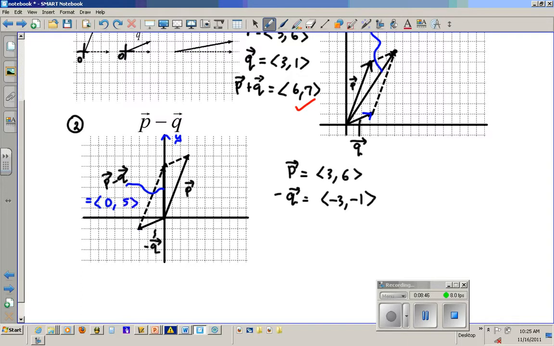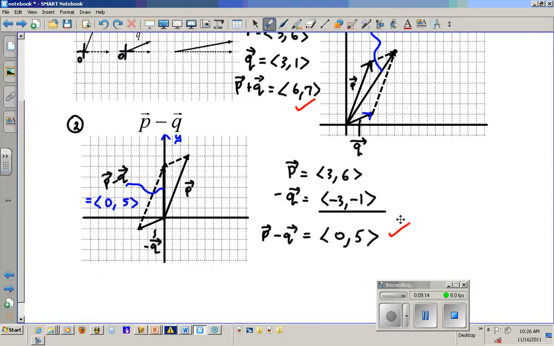Okay. Is our answer correct? Well, I have no clue. Let's verify by combining these two. By combining these two, we will have vector P minus Q. Okay. So P minus Q is going to be, cancel that, 0. 6 minus 1 is 5. Oh, that's good. Our answer is correct.